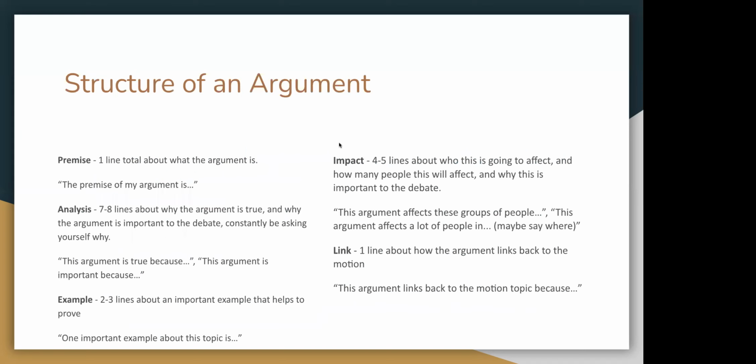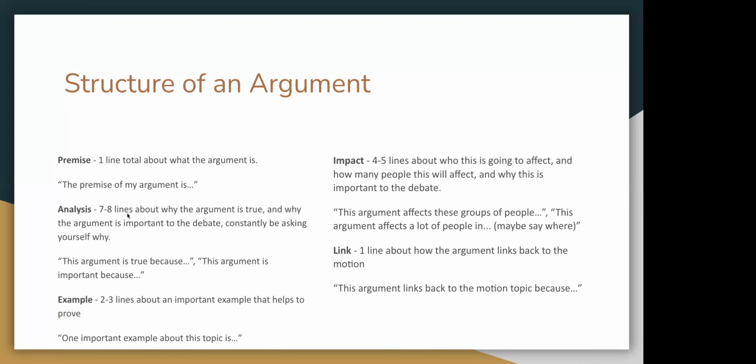Okay, let's quickly go through the structure of an argument. I think a lot of people have heard about the PALE method, so I will speed through this. But the PALE method is as follows, right? Premise, analysis, example, impact, and link. That is the basic structure of an argument when you make constructive claims in a debate. The premise is one line total, and it's about what the argument is, right?